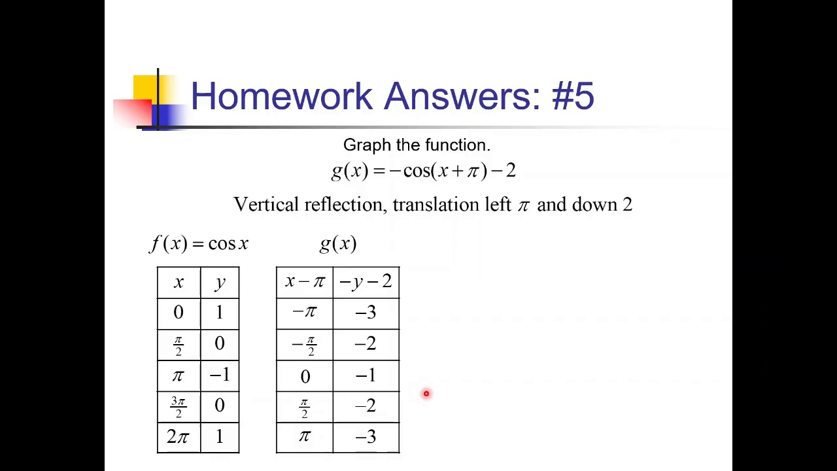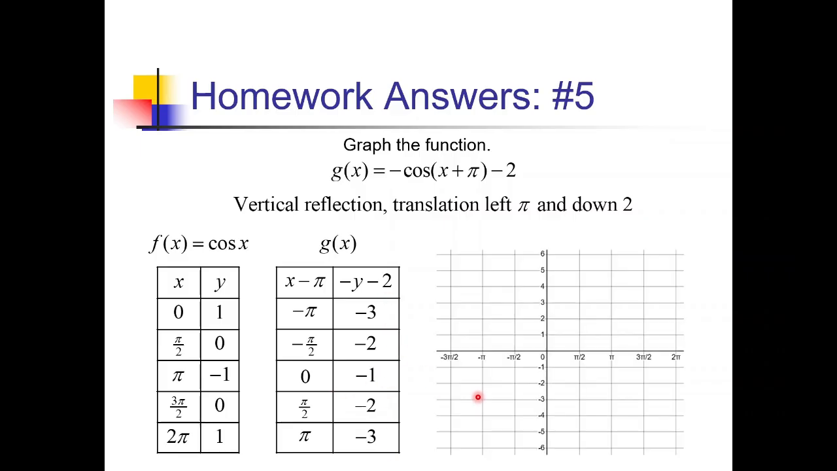All right, so graphing these out, let me just make my grid lines go by pi over 2's to get these, and by my y values by 1's. So we've got negative pi right here and negative 3, so that's our first point. Negative pi over 2, negative 2 is right here. 0, negative 1 is there. Pi over 2, negative 2 is right there. And we have pi comma negative 3 right down there.